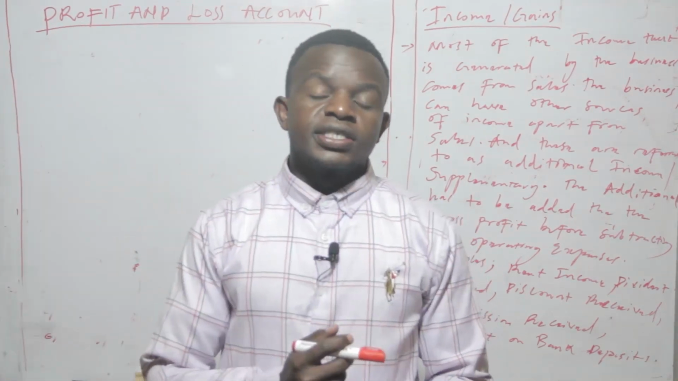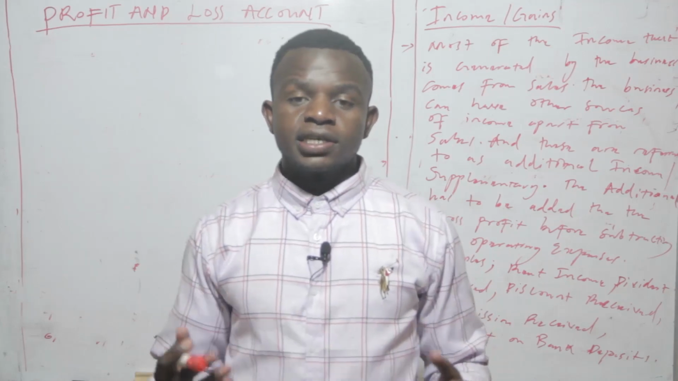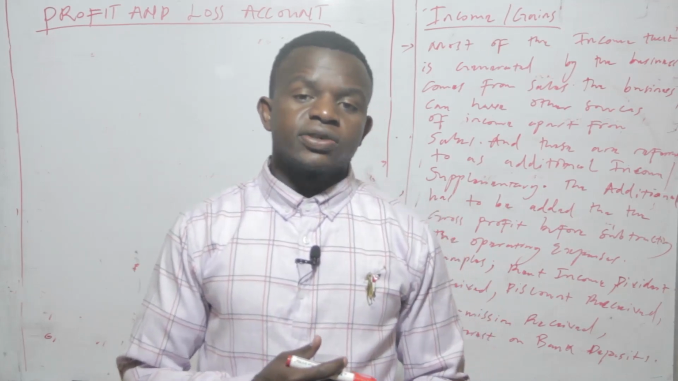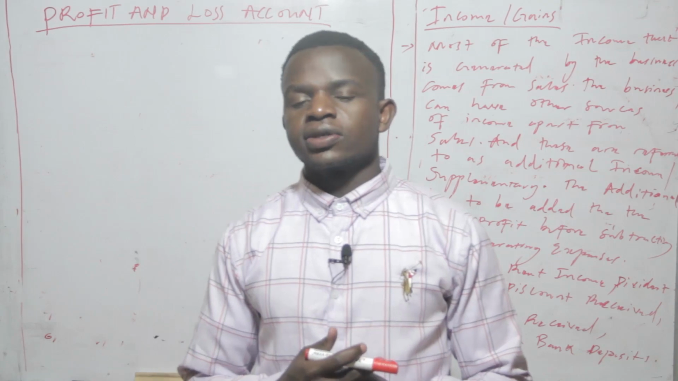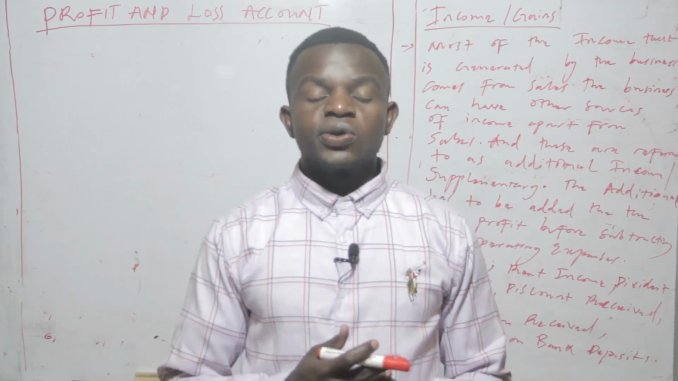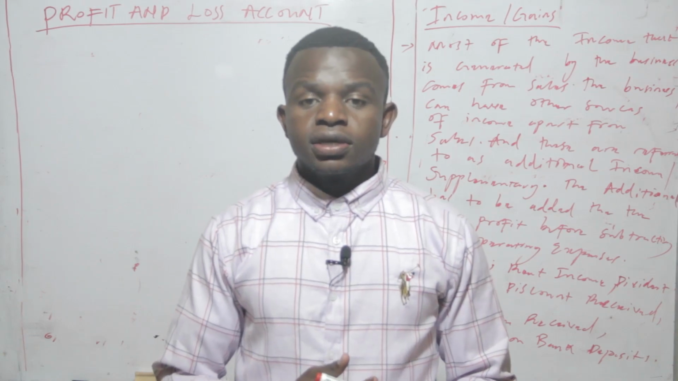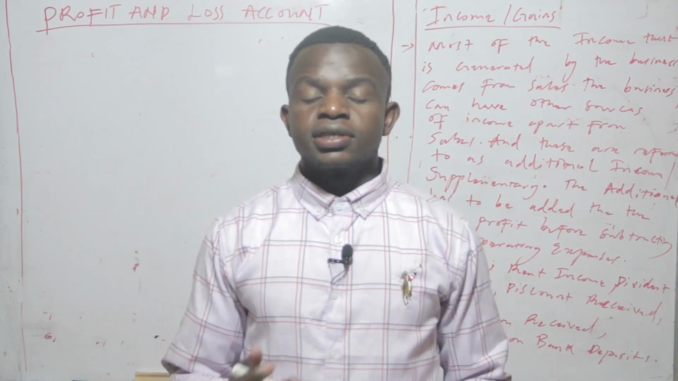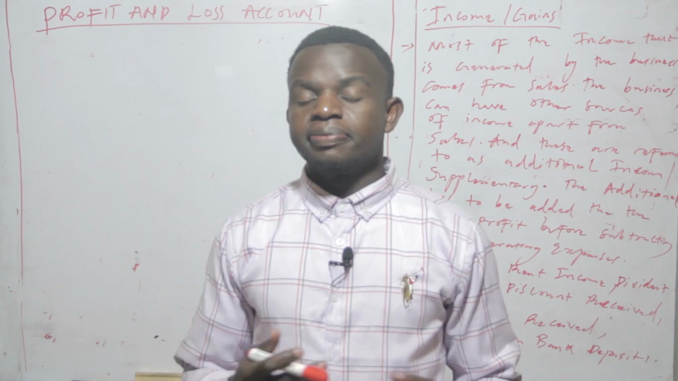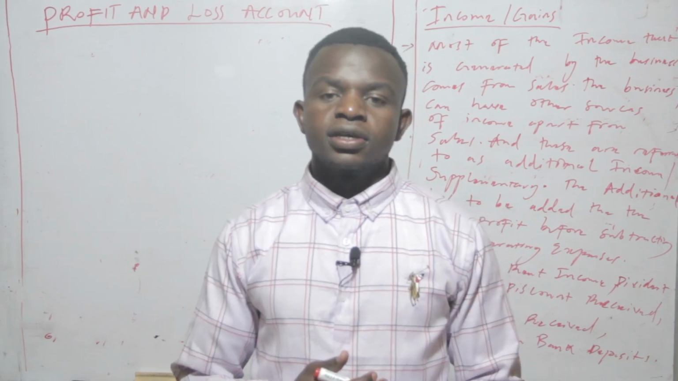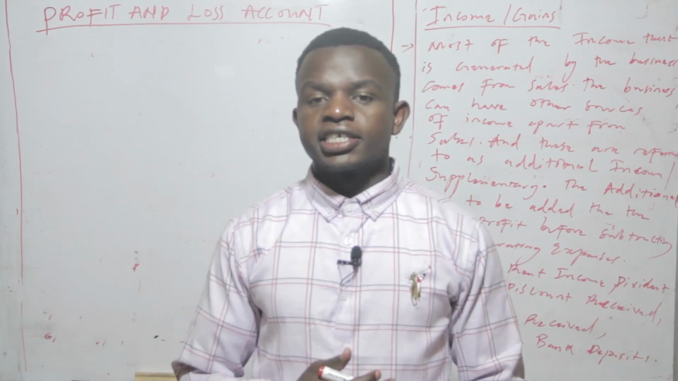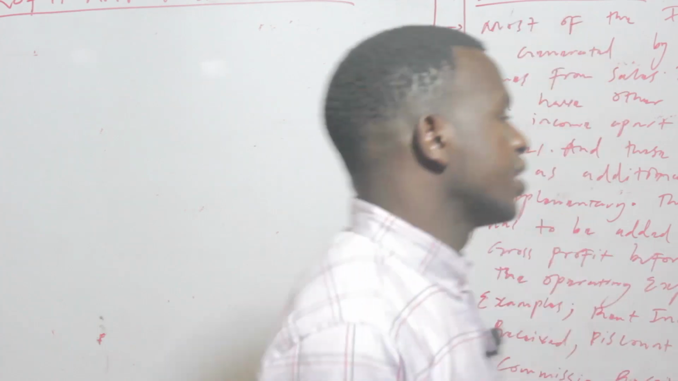So if we are to consider additional or supplementary income, we have to adjust our formula for net profit or loss. Net profit or loss is going to be equal to gross profit or loss plus supplementary income, then minus operating expenses or indirect expenses. So that's going to be the formula.